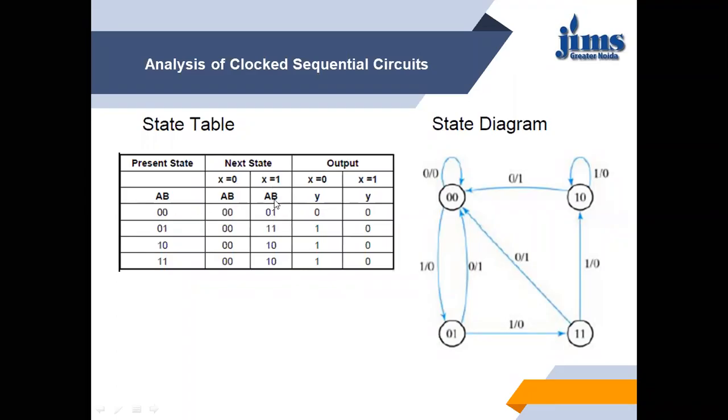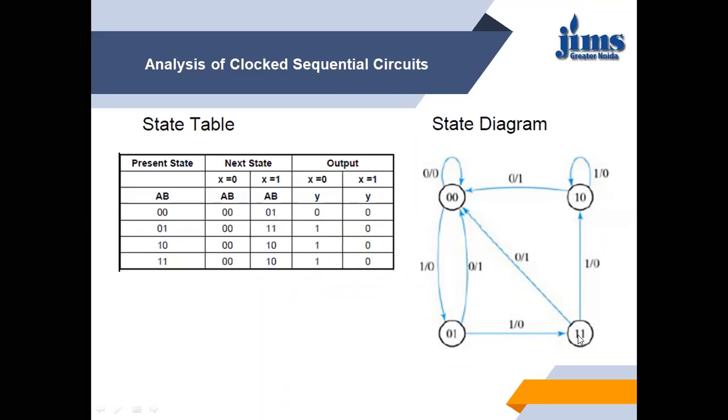With present state 0, 0, if input is 1, X equals to 1, then the next state will be 0, 1 and the output will be 0. So present state 0, 0, next state is 0, 1, input is 1 oblique output is 0. Now we look at 0, 1. If present state is 0, 1 and input is 0, next state is 0, 0 and the output is 1. So it goes to 0, 0 with input 0 oblique output 1. With present state 0, 1, next state is 1, 1 when input is 1. So input X equals to 1, next state is 1, 1 and the output is 0.